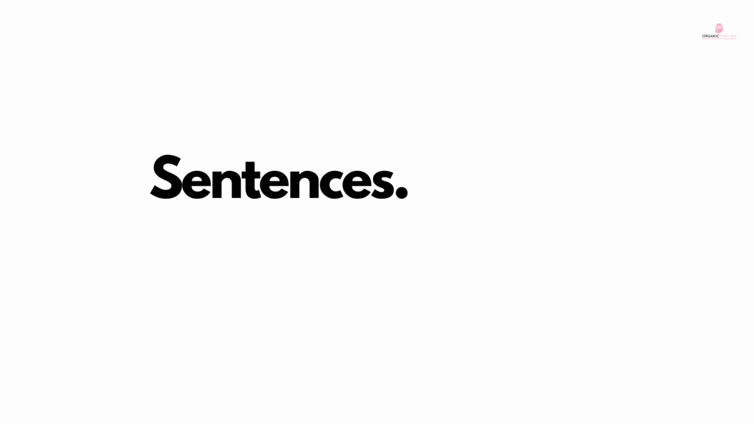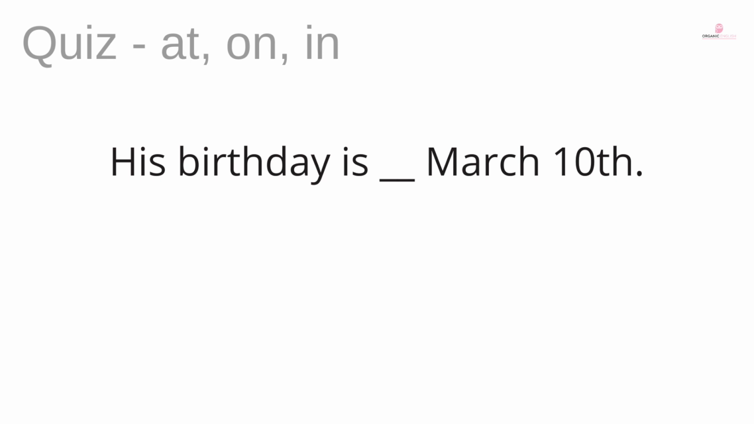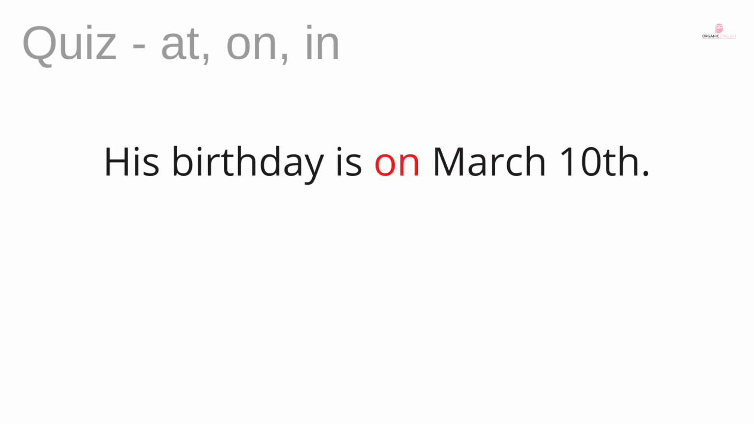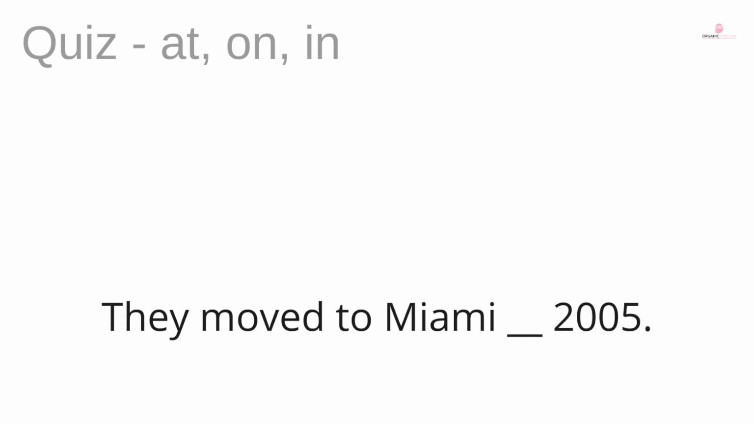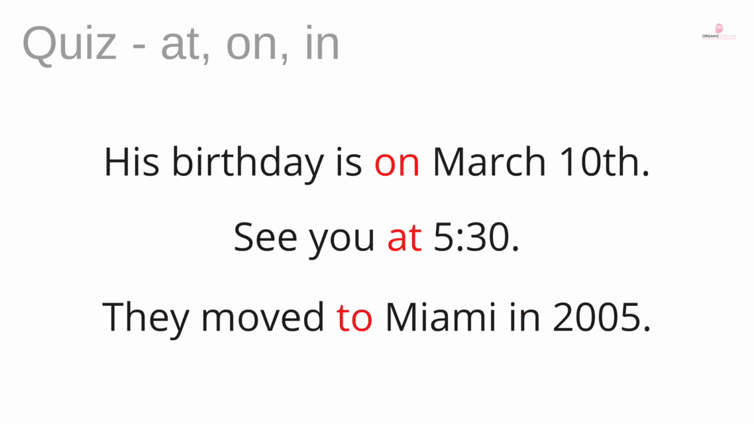Now let's move on to some sentences because that's how we use the language. His birthday is blank March 10th. His birthday is on March 10th. Good. See you blank 5:30. See you at 5:30. Nice work. They moved to Miami blank 2005. They moved to Miami in 2005. So his birthday is on March 10th. See you at 5:30. They moved to Miami in 2005.